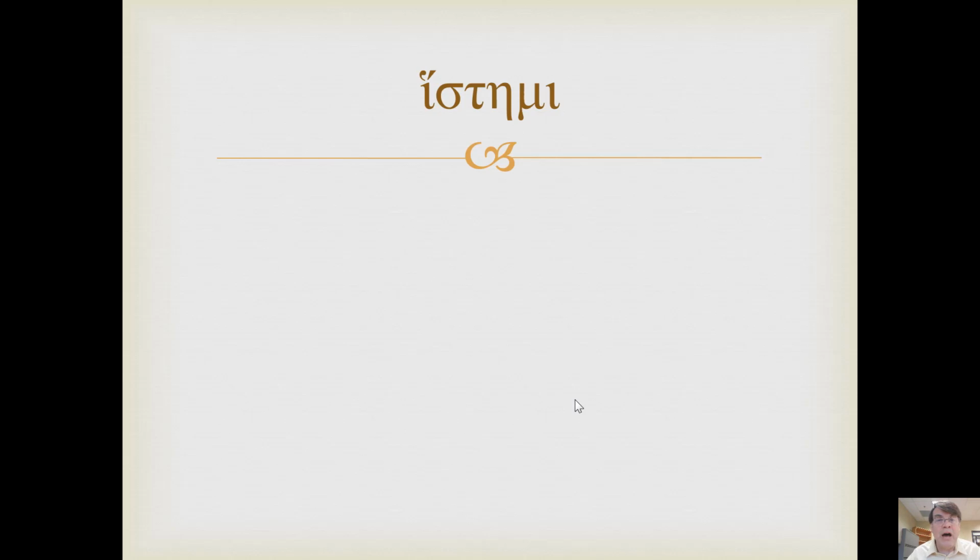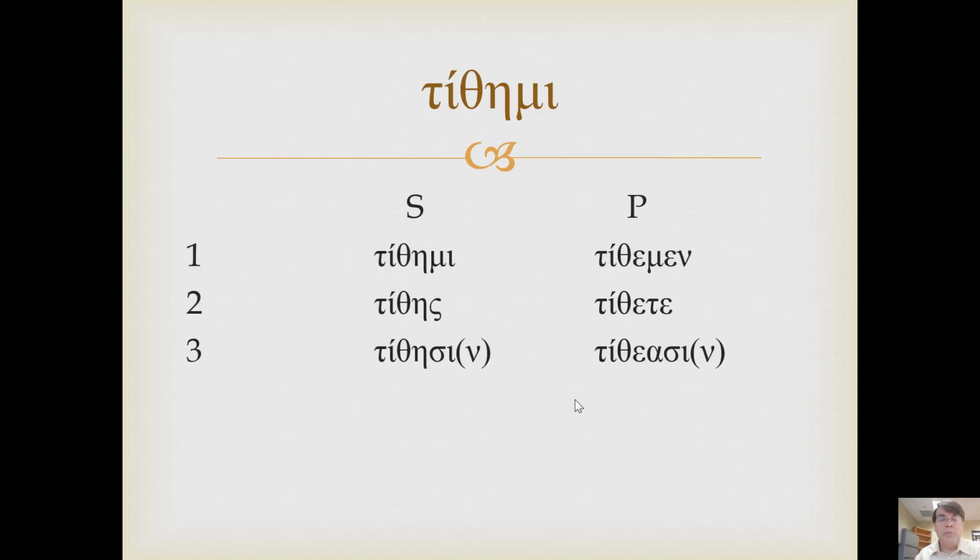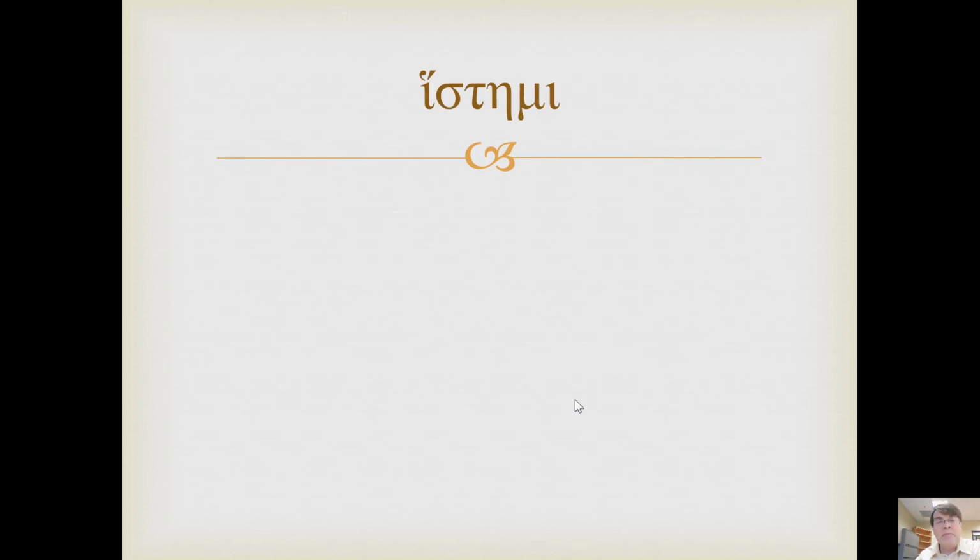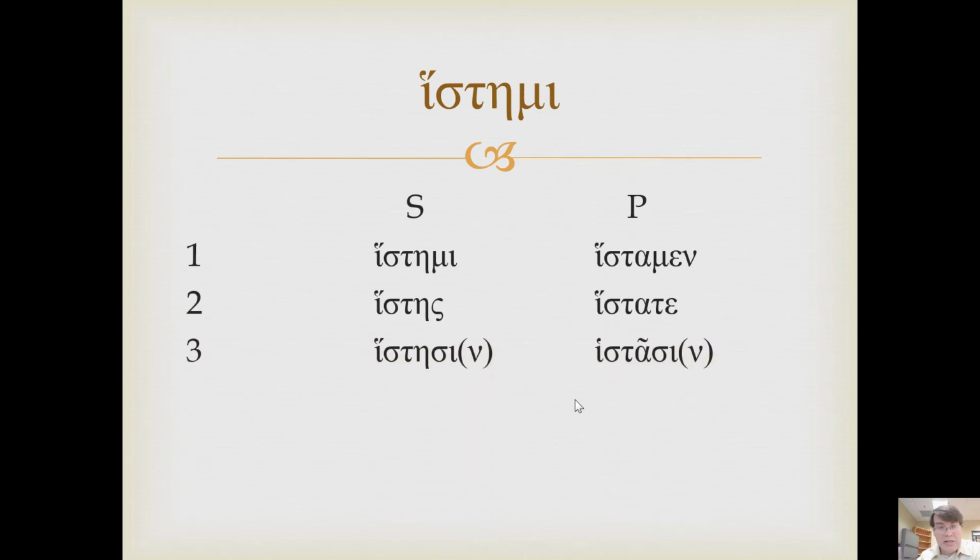Well, finally, let me show you the alpha version of a mi verb. Tithemi means to put or to place. Histemi means to stand or to cause to stand. It's an alpha mi verb, and so again I could sing the same song. Histemi, histes, histesi, histamen, histate, histasi. Okay, so once again we have long vowels in the singular and short vowels in the plural. Notice that here, rather than have an alpha alpha, it just combined the two alphas into one long alpha with a macron over the top.